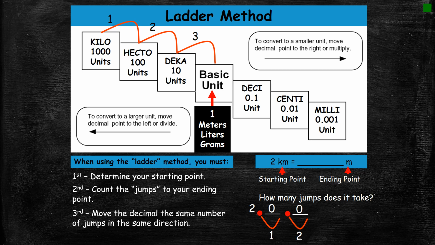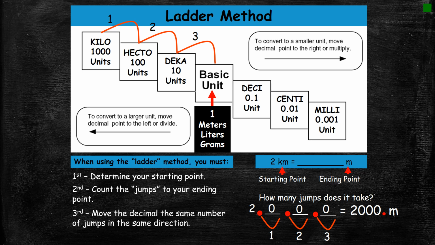So then I move it over again. Again, we have to add a 0. And moving over one more time, adding a 0. So I've jumped, just like I did here, 1, 2, 3. I jumped 3, and if you notice, we're moving to the right. So our new answer is going to be 2,000 meters. So 2 kilometers is 2,000 meters because we jumped and moved that decimal over and included some zeros.